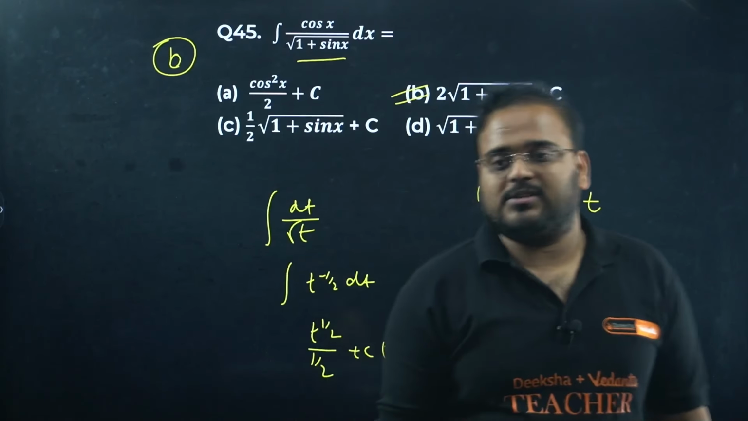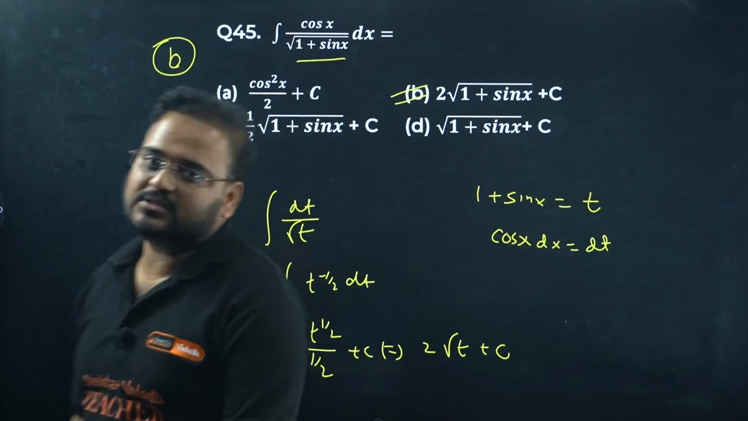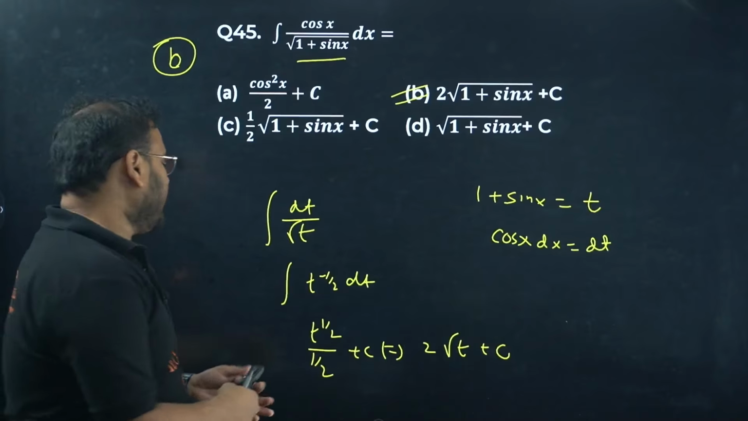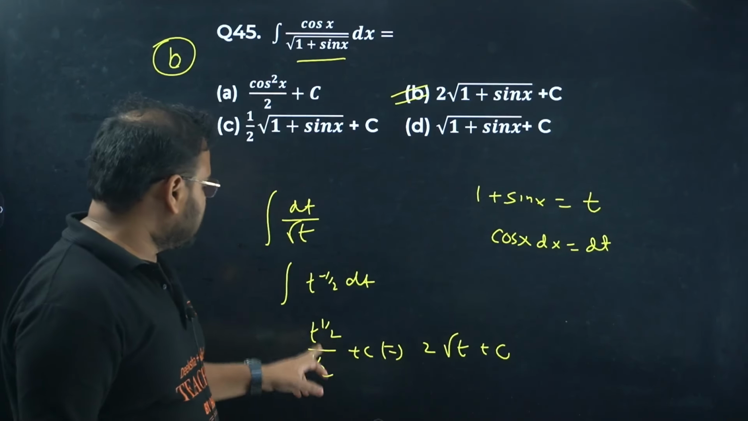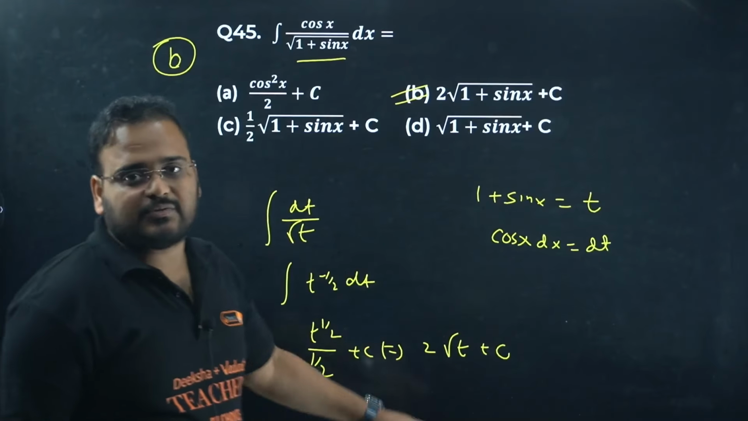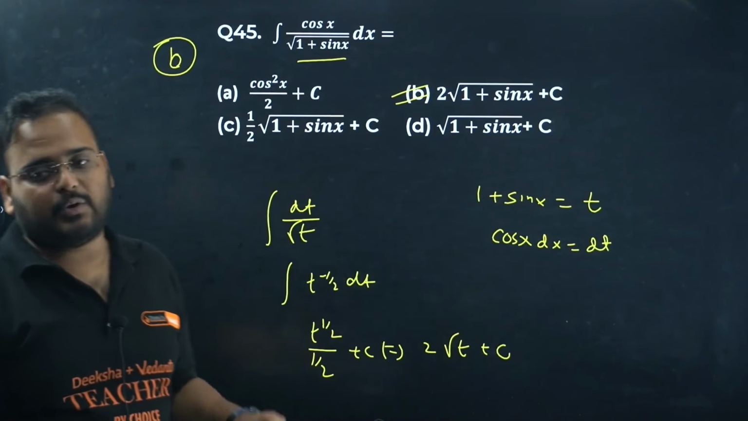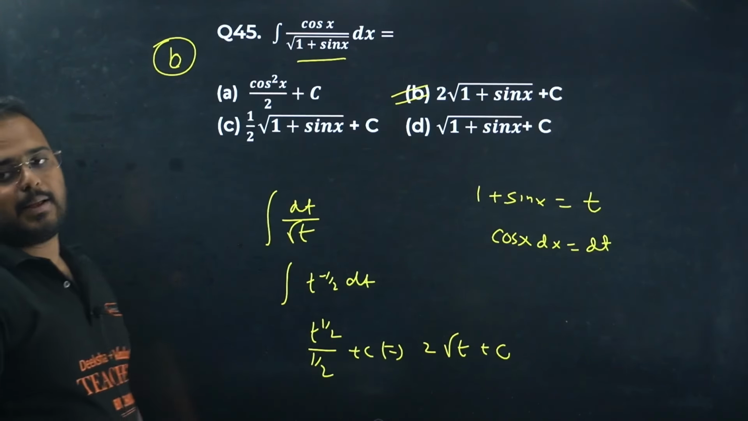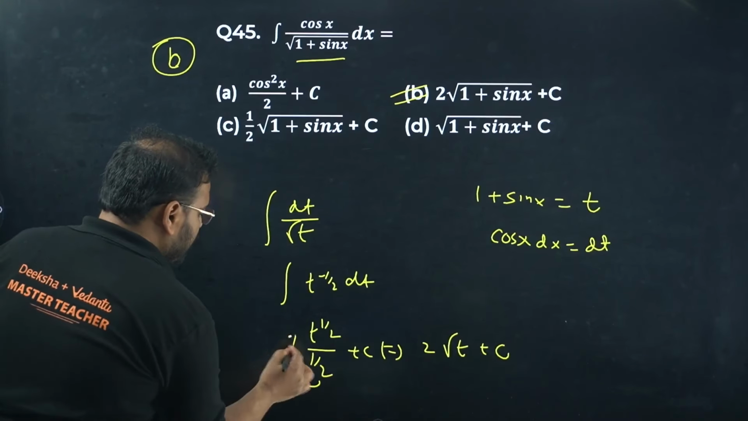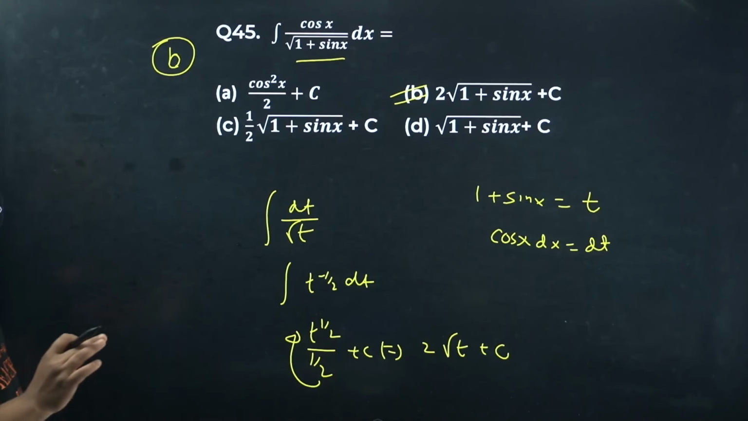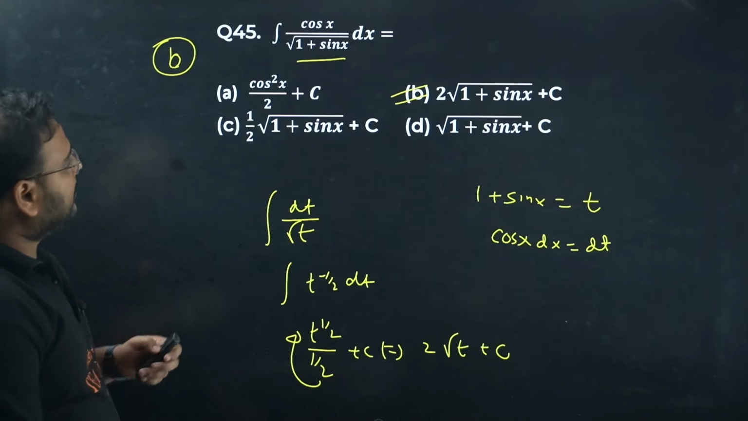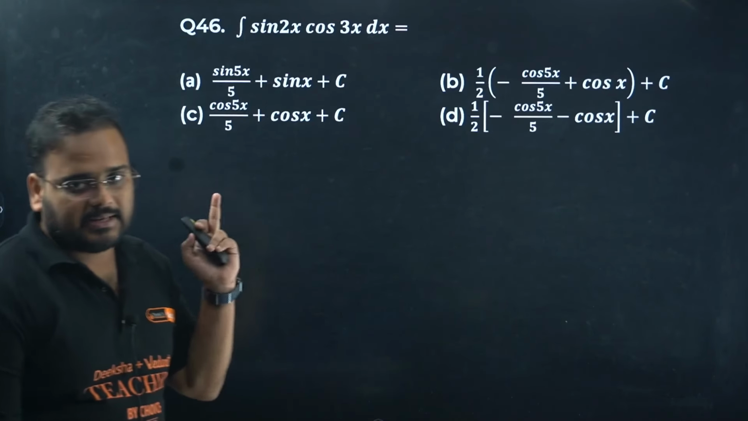Formulas you should know, of course. If you don't know the formulas, then of course the whole process slows down. We know how to integrate root t. T power 1 by 2 is root t. This is minus 1 by 2, add 1 and it becomes 1 by 2 by 1 by 2. Answer is 2 root t plus c, because this 2 will go up. Making sense, guys? Super cool. Answer is B. Clear. Next.